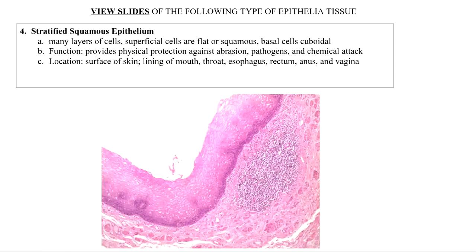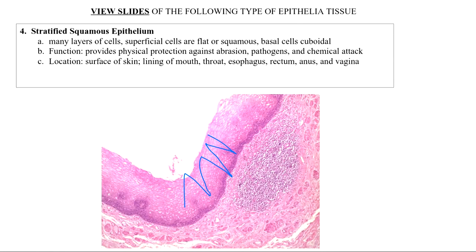All right, on to stratified squamous epithelium. Stratified means multiple layers of cells. Squamous are these flat cells. And so this section here is what we're talking about when we mean stratified squamous. It's lots of flat cells stacked on top of each other, almost like plywood, and they provide great protection, right? So like your skin, for instance, the outer layer of your skin is stratified squamous epithelium, and it's going to provide protection.